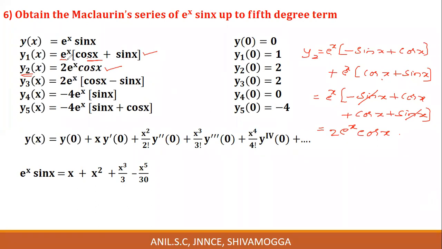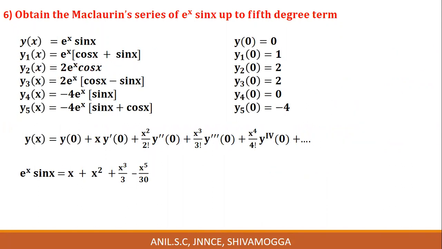Next, put x is equal to 0. When x is equal to 0, this will be y2 of 0. y2 of 0 is equal to 2 into e power 0. E power 0 is 1, cos 0 is 1. Therefore, 2 into 1 is 2. y2 of 0 is equal to 2. Second derivative, y2 of 0 is equal to 2.